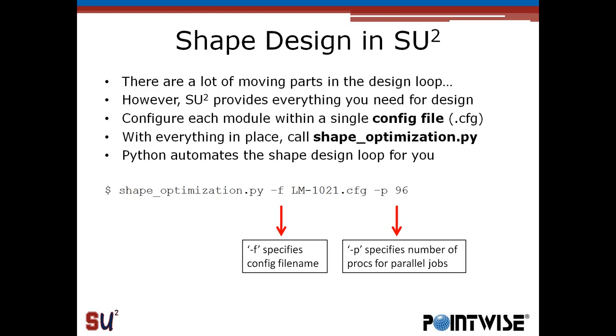So that seems like a complicated process, and it is. There are a lot of moving parts. But the beautiful thing about SU2 is that we provide everything you need for that shape design loop. And so you're going to configure each of the modules, each of the C++ modules within a single config file, and these carry a .cfg suffix. And we're going to let Python go ahead and drive this whole process for us. So once you've configured your options in the configuration file, you're going to go ahead and call shape_optimization.py. And this script will automate the entire shape design loop for you.